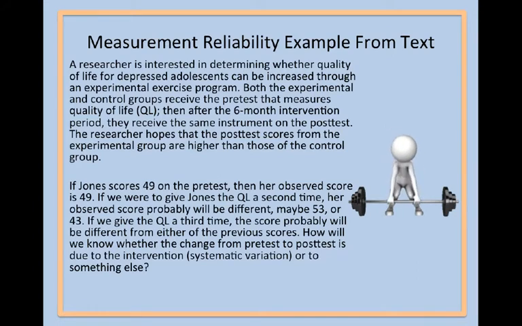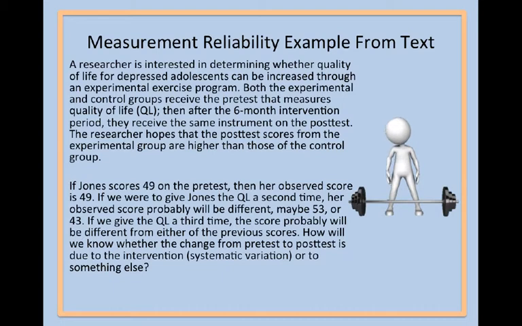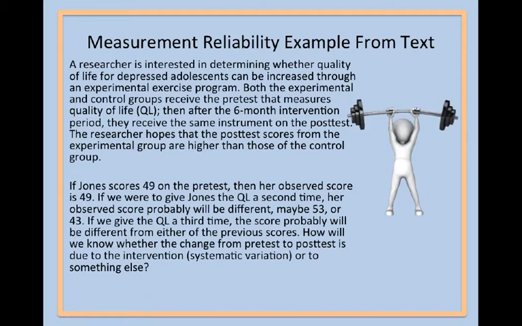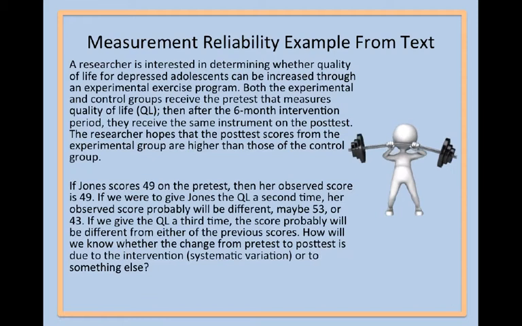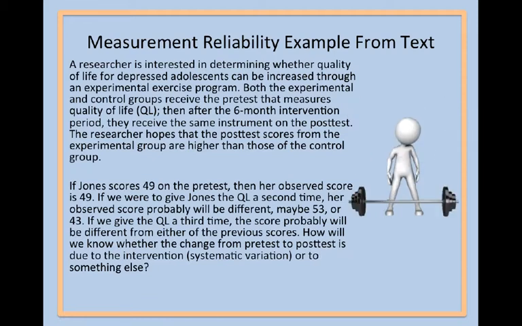This slide contains an image of a figure lifting a barbell weight over its head. Your text provides an example of measurement reliability. The example is as follows. A researcher is interested in determining whether quality of life for depressed adolescents can be increased through an experimental exercise program. Both the experimental and control groups received the pretest that measures quality of life. Then after the 6-month intervention period, they received the same instrument on the post-test. The researcher hopes that the post-test scores from the experimental group are higher than those of the control group.